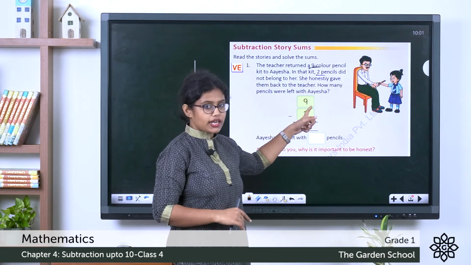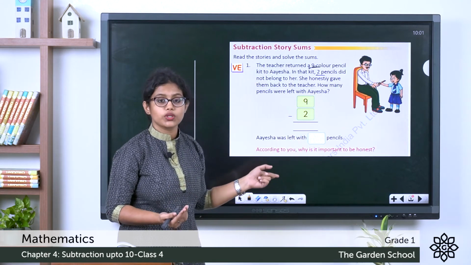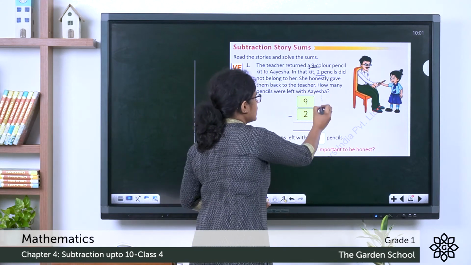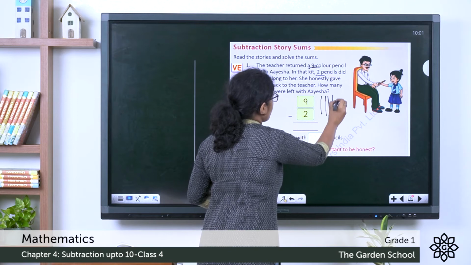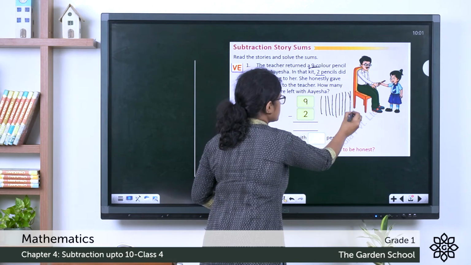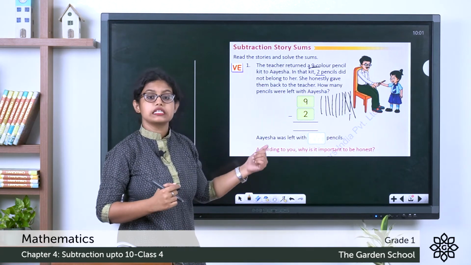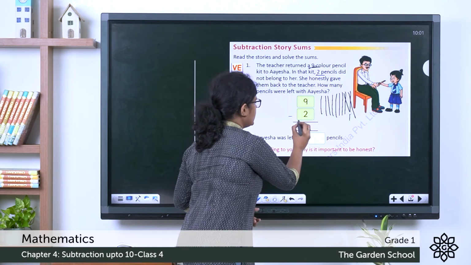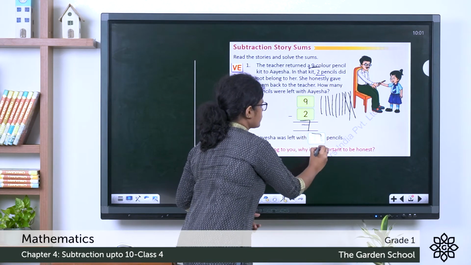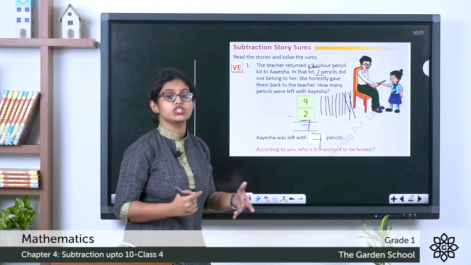So she had 9 and she gave away 2. How many are left with her? You can just draw sticks. 1, 2, 3, 4, 5, 6, 7, 8, 9. Then you can cut 2. So how many are left there? 7. So there are only 7 pencils left with Aisha. 2 didn't belong to her, so she gave them back.